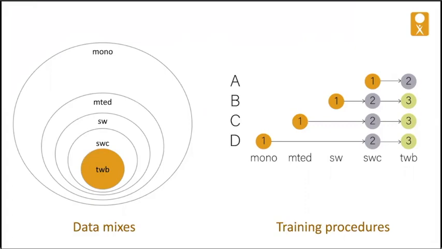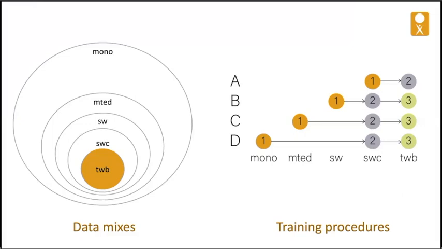So on the left side of this slide, you see different data mixtures. The monolingual data mixture includes the monolingual data, but also all the other data. The machine translated is the pair converted data set that we converted from English to French, Swahili data mixture, Congolese Swahili data mixture, and TWB data mixture, which is the handcrafted data.